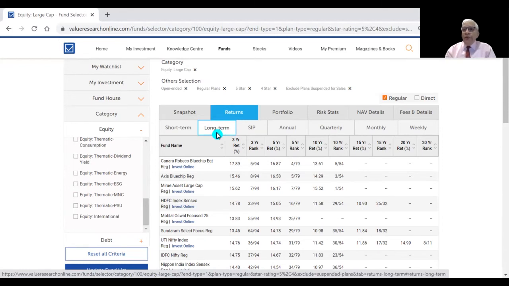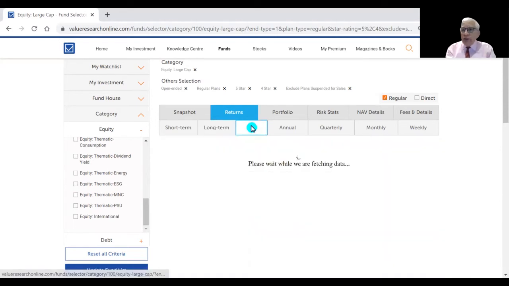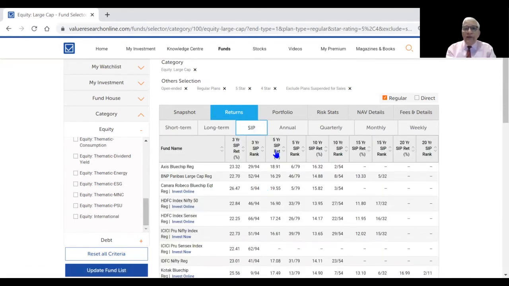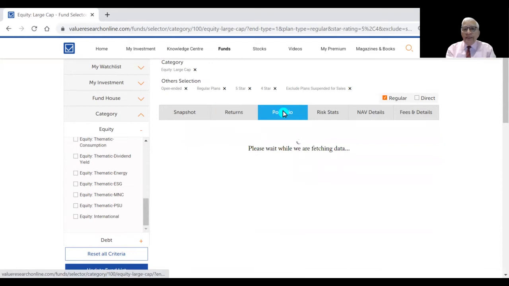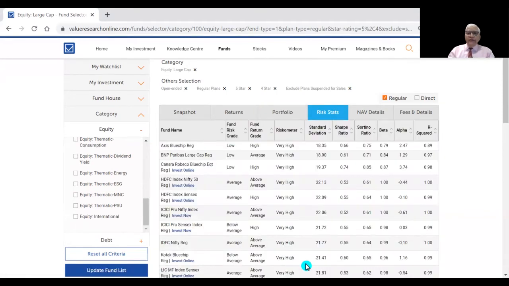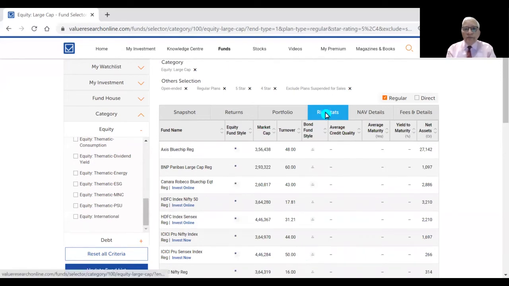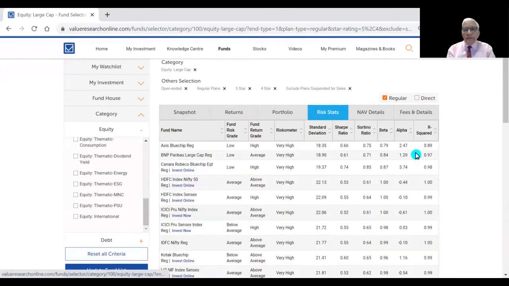Now, if you had invested in SIP, systematic investment plan, what would be the returns? You click on this, you will get the returns. 5-year return SIP, 3-year return SIP. Then portfolio. If you click on portfolio, you will get some other details. So explore this page carefully, and particularly I'll be showing you about the risk statistics. If I click on risk statistics, various details are shown here. See, these are the risk statistics ratios.